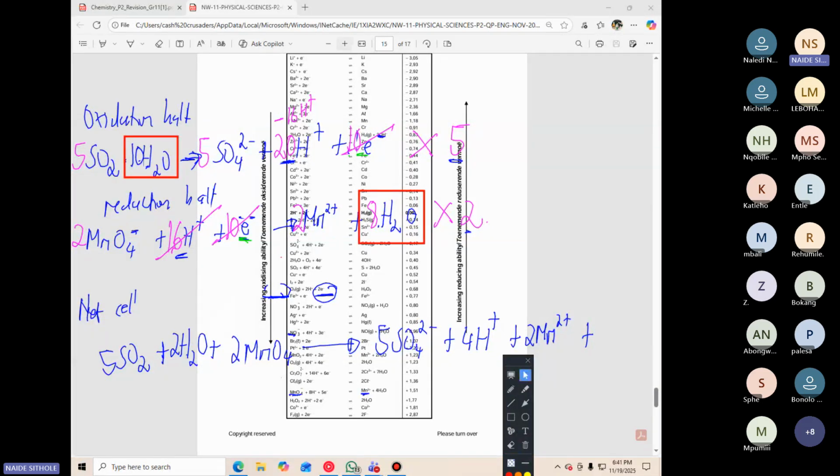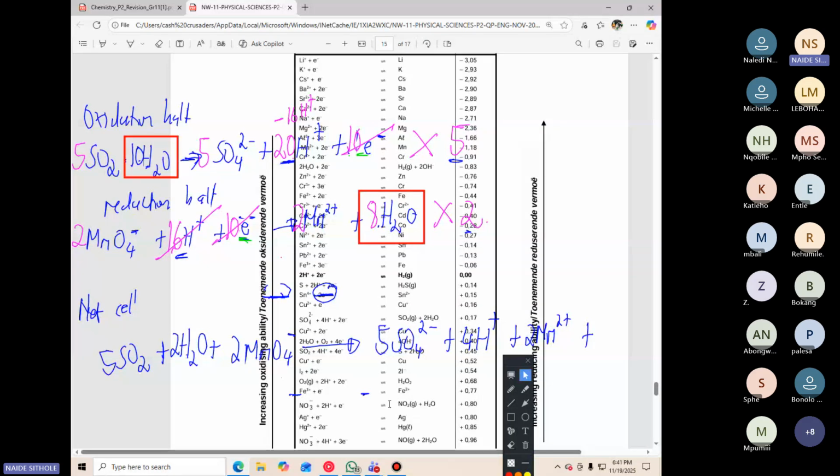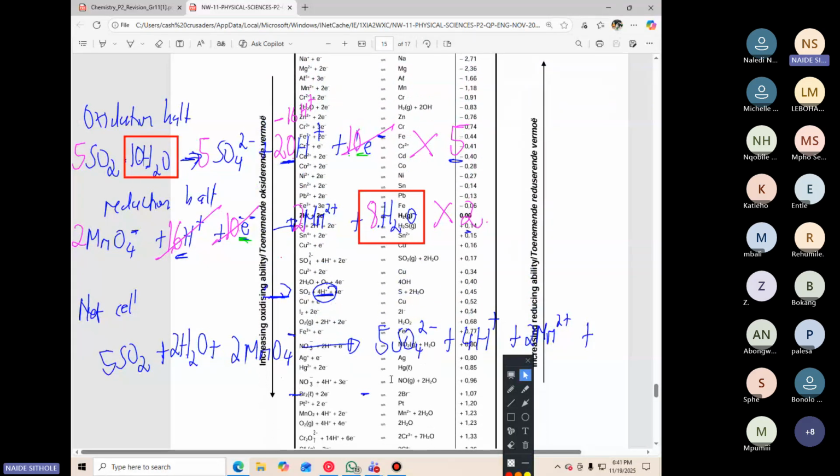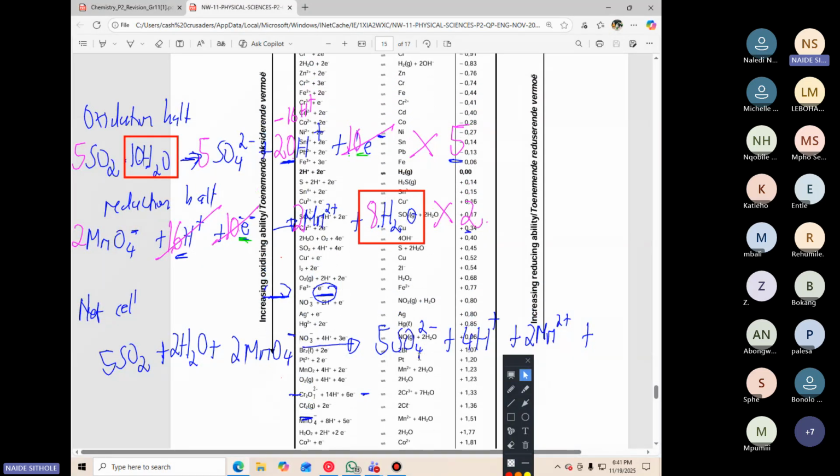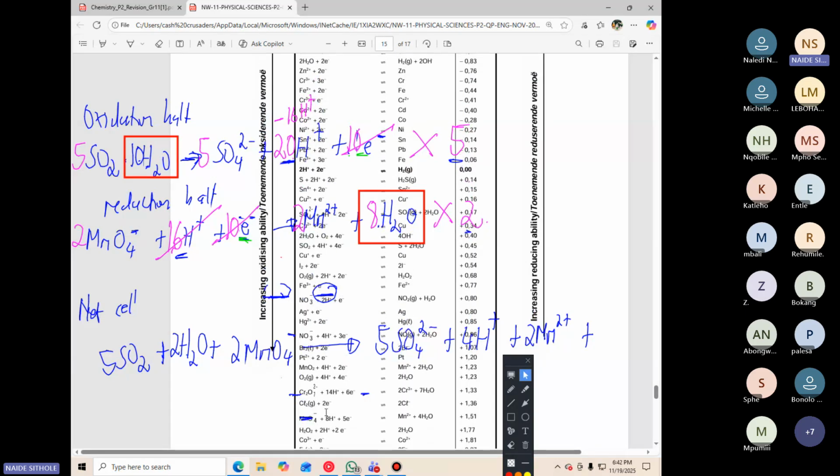don't take that one. You see, when you look at this one here, you can see some resemblance with this one. But then this is MnO2, not MnO4 minus. So the one that you are looking for is exactly this one. That's how I get to choose that.